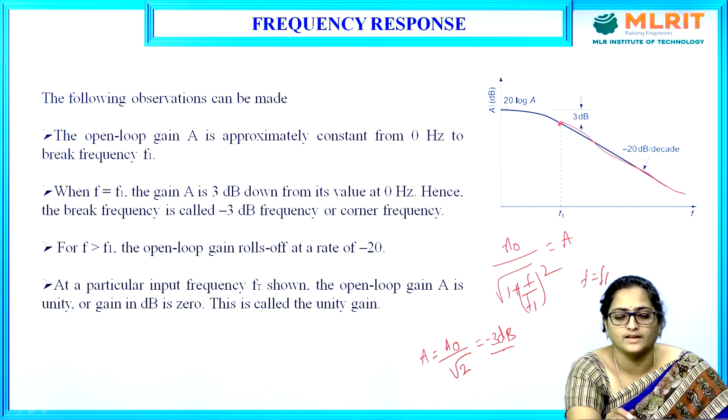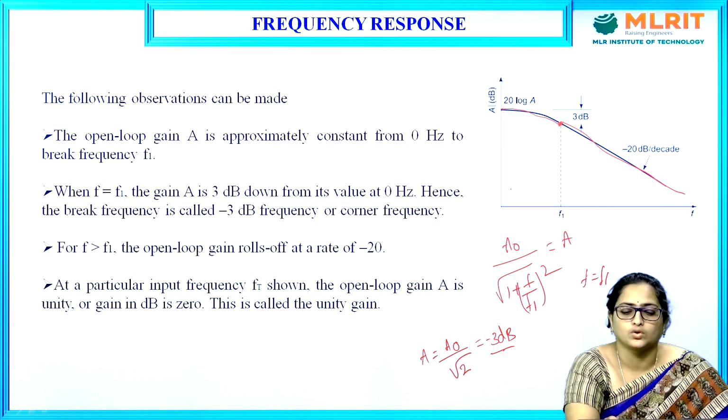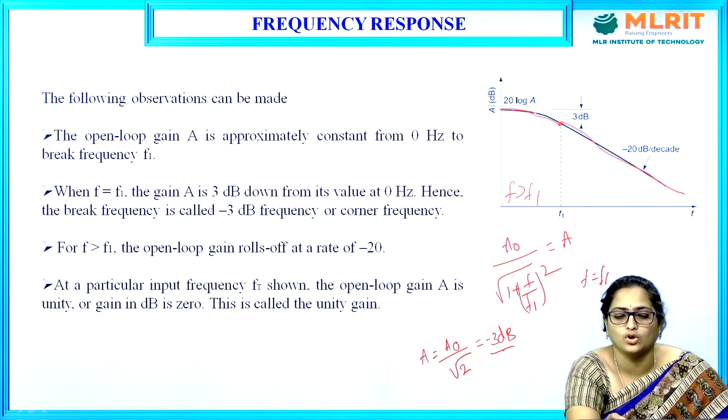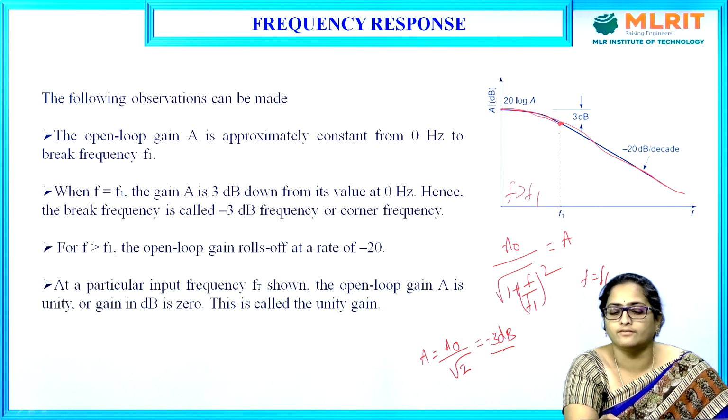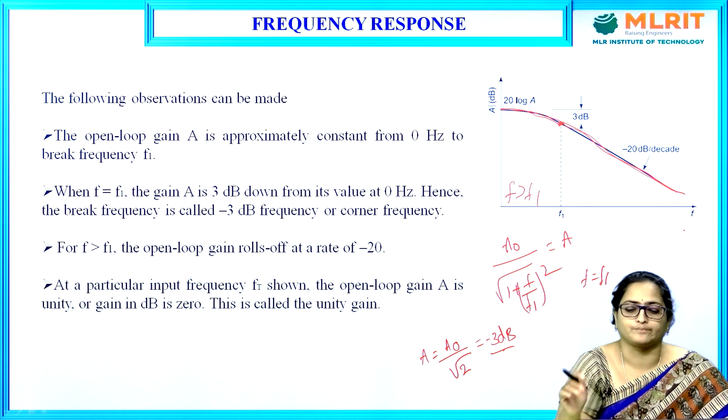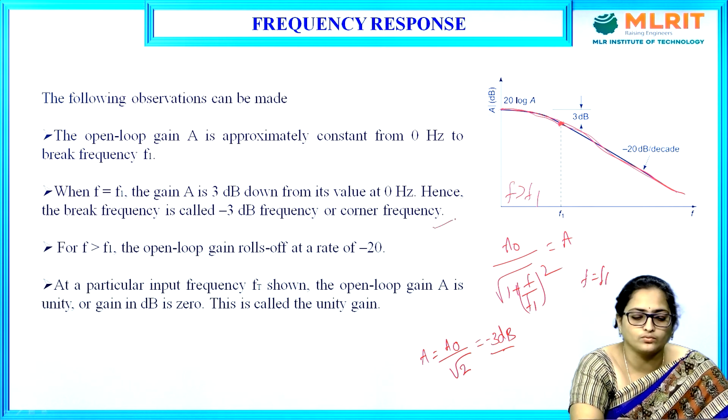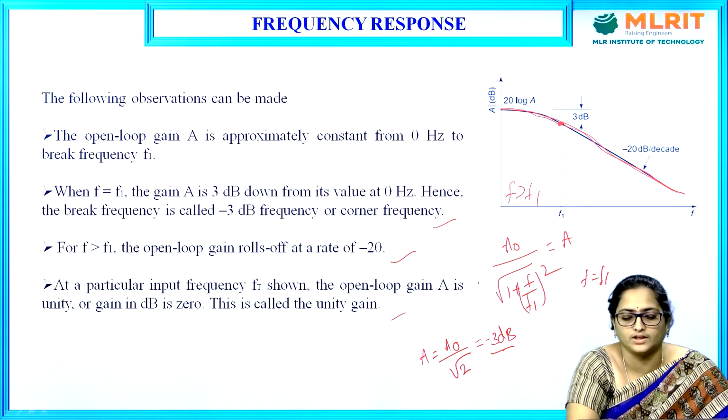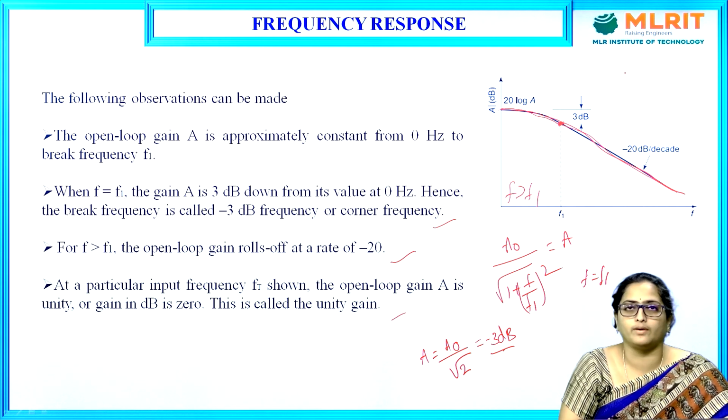When F is less than F1, the gain tries to maintain a constant value. So, if this is F less than F1, where it maintains a constant gain, and at F equal to F1 you can observe a 3 dB drop, and at F greater than F1 it can be seen that there is a minus 20 dB per decade decay. These are the three points which are observed based on this equation, A is equal to A0 by root over 1 plus F by F1 whole square.